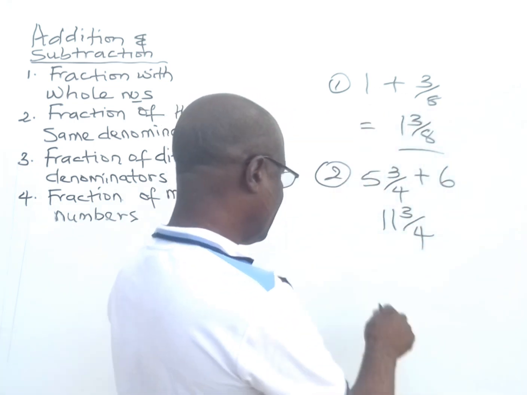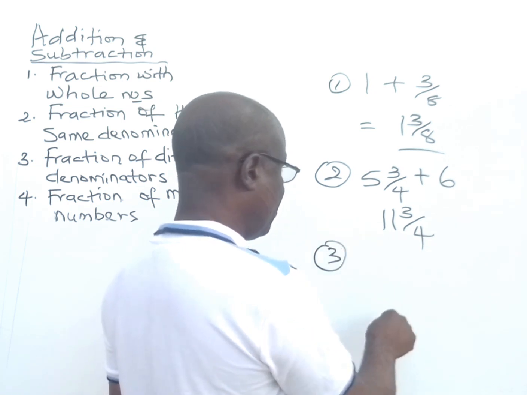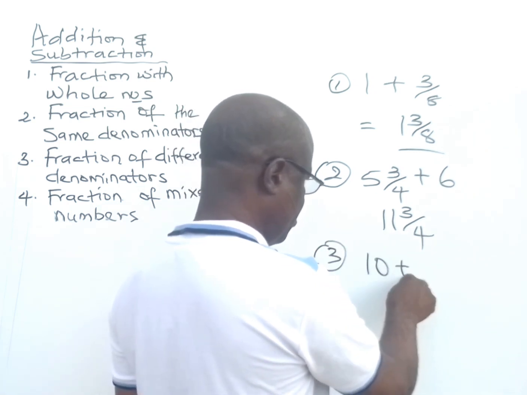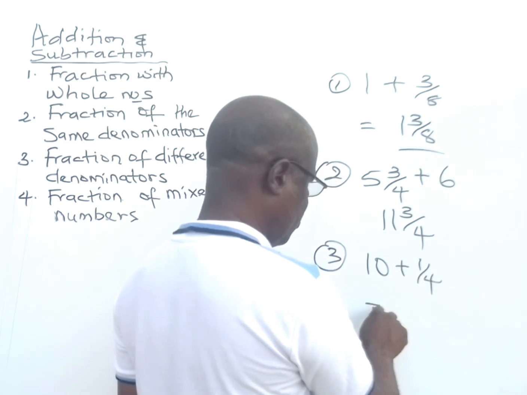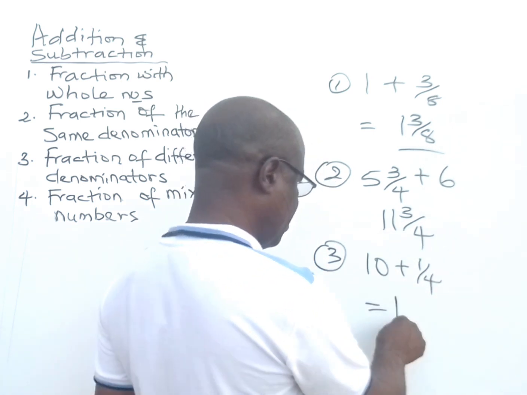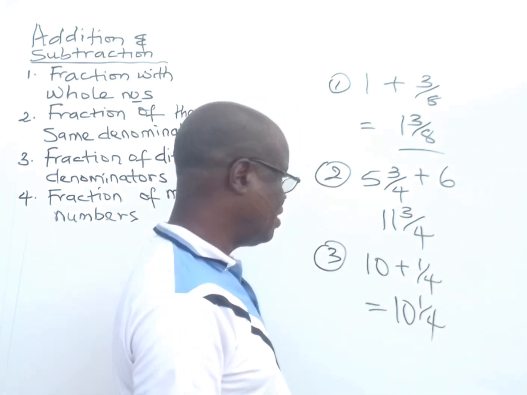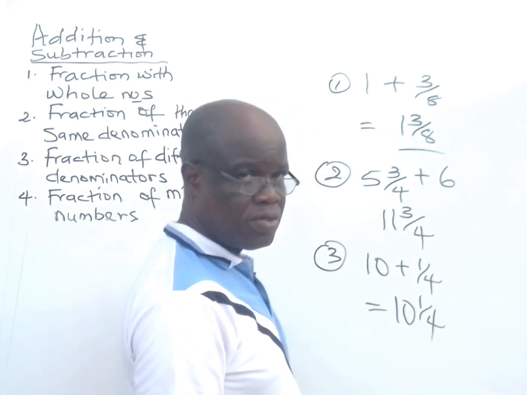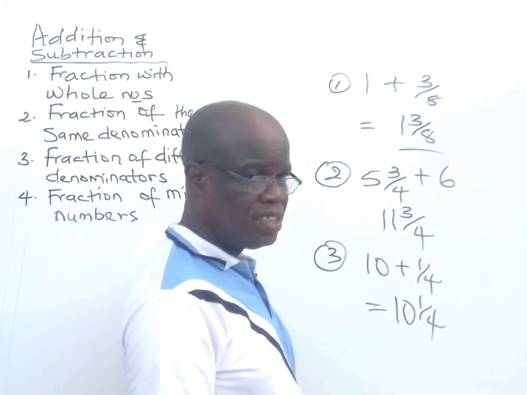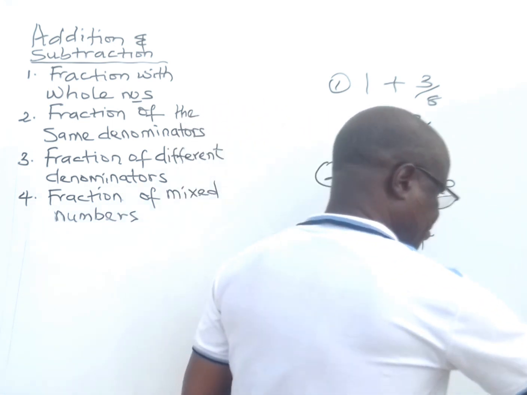And the last one, let's say you have 10 plus 1 over 4. So put your 10 here, and then 1 over 4. So this is how to add whole number with fraction. Now let's look at how you subtract.